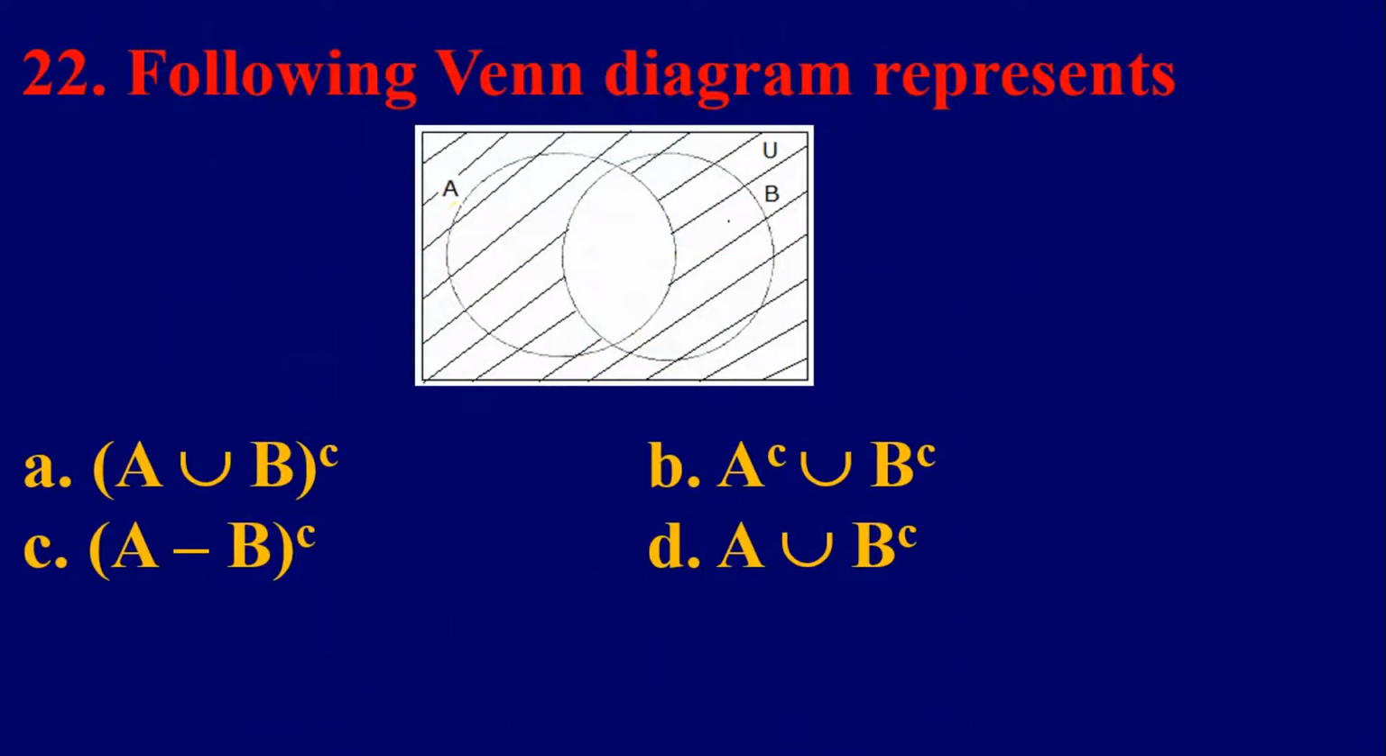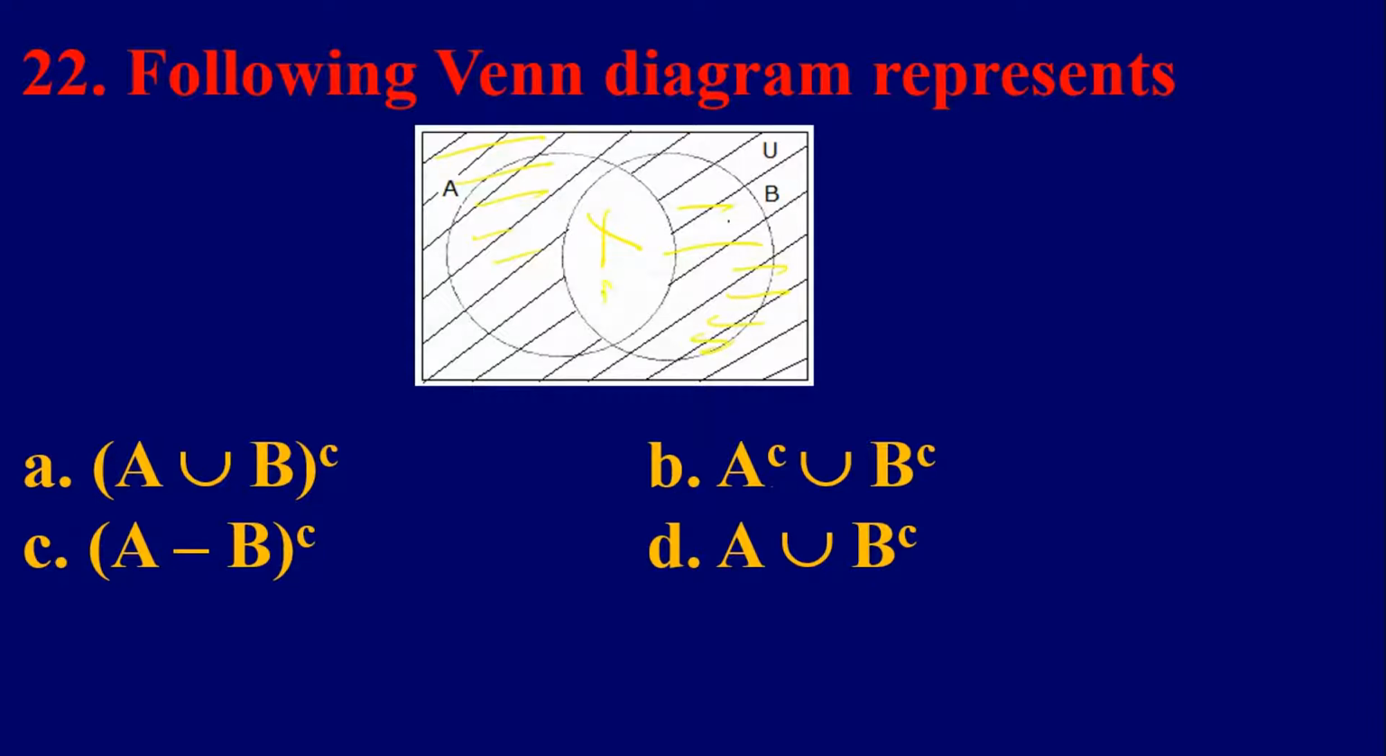Next it is question number 22. The following Venn diagram represents whether it is (A union B) whole dash, or A dash union B dash, or (A minus B) whole dash, or A union B complement. Here we have to find the shaded region. The shaded region is all this part. Only this part is not shaded, all other parts are shaded.